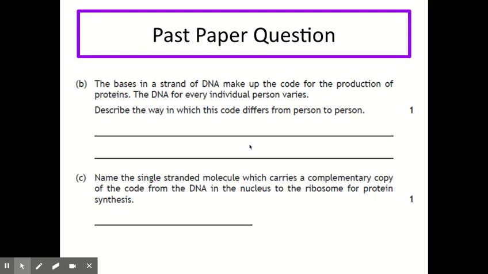Next question. Name the single-stranded molecule which carries a complementary copy of the code from the DNA in the nucleus to the ribosome for protein synthesis. Pause the video here, give that one a try. So the answer to this one is just nice and short. They're just asking you to name it. So mRNA or messenger RNA.